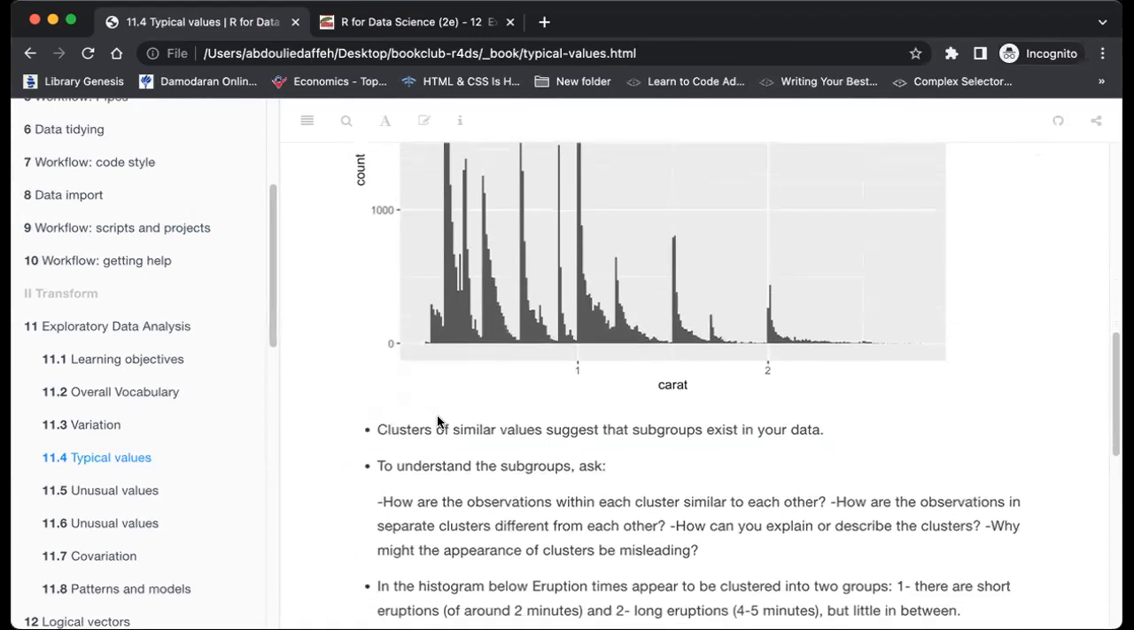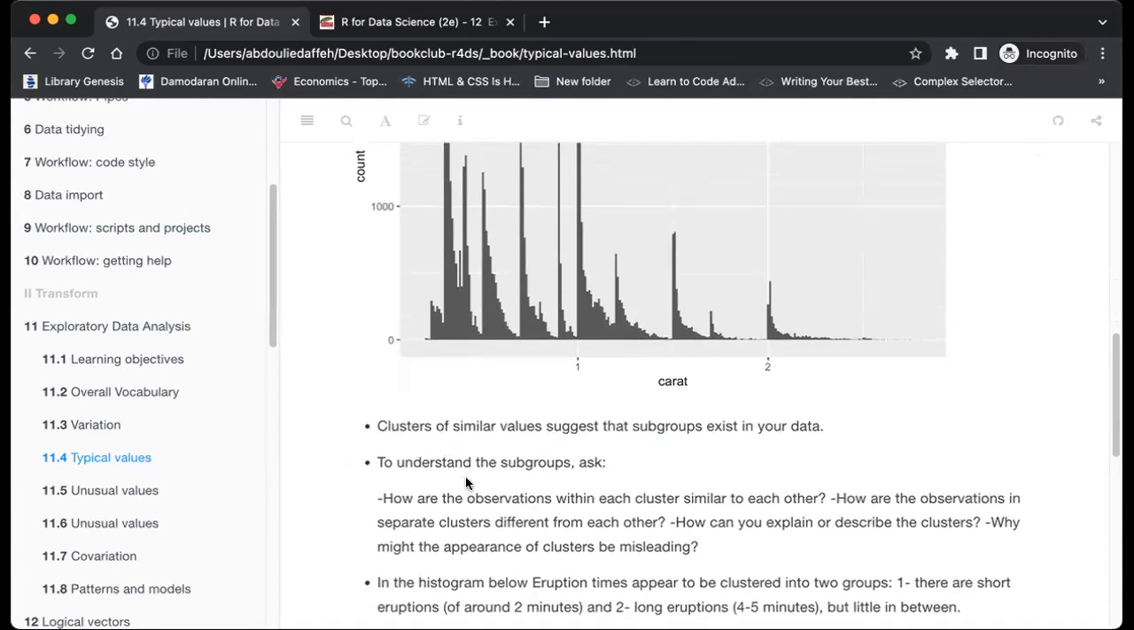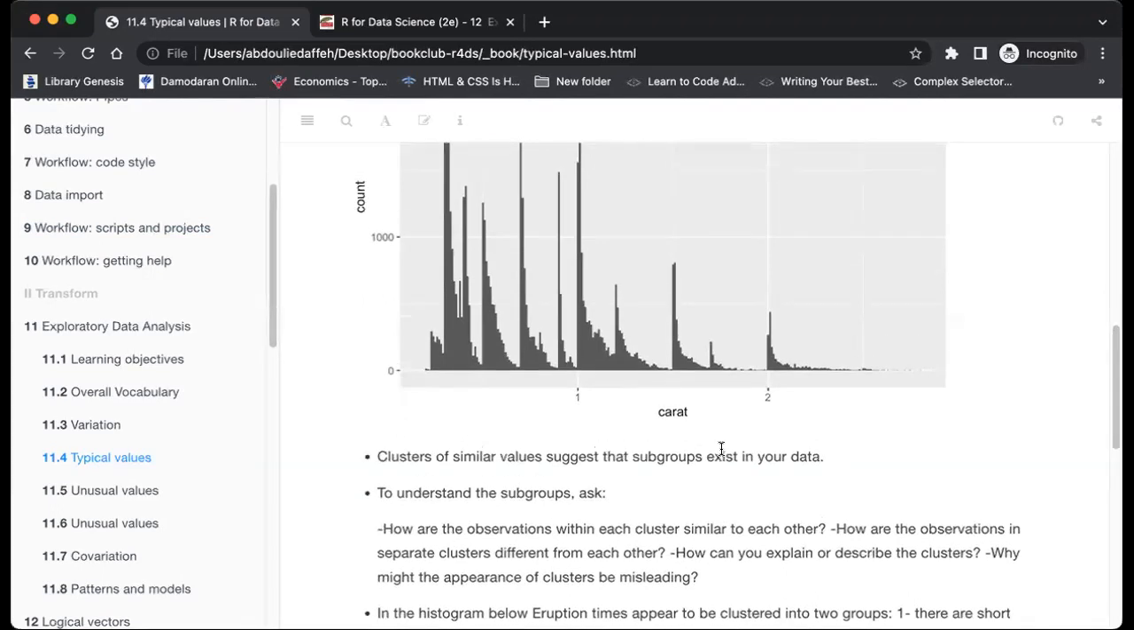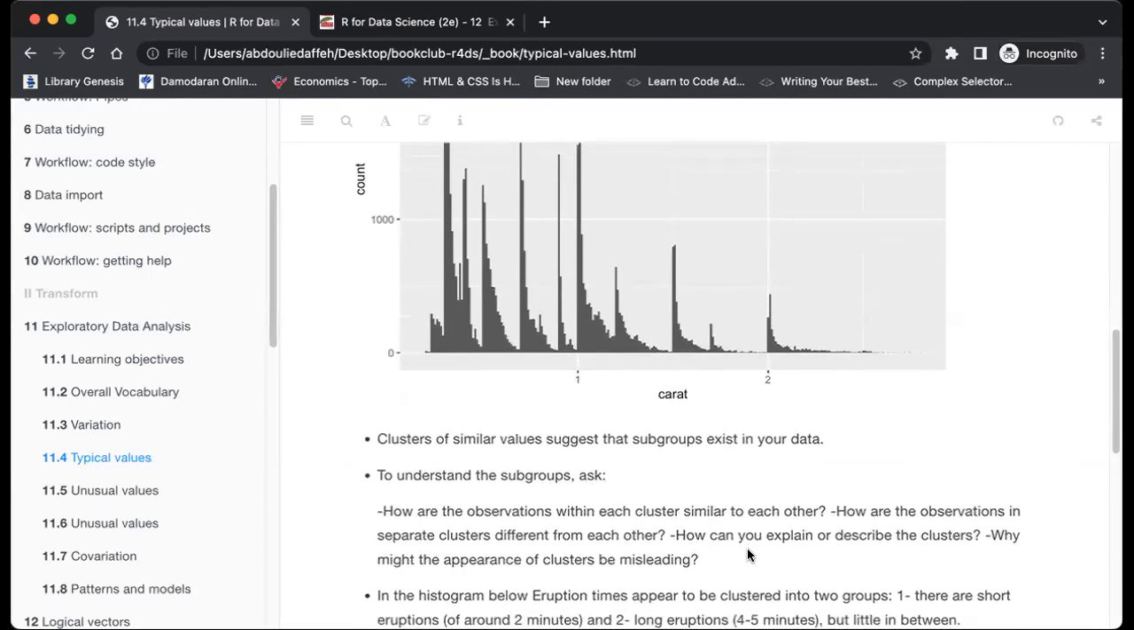So to understand subgroups, we ask the following questions. How are the observations between each cluster similar to each other? How are the observations in separate clusters different from each other? How can you explain or describe the cluster? Why might the appearance of clusters be misleading?